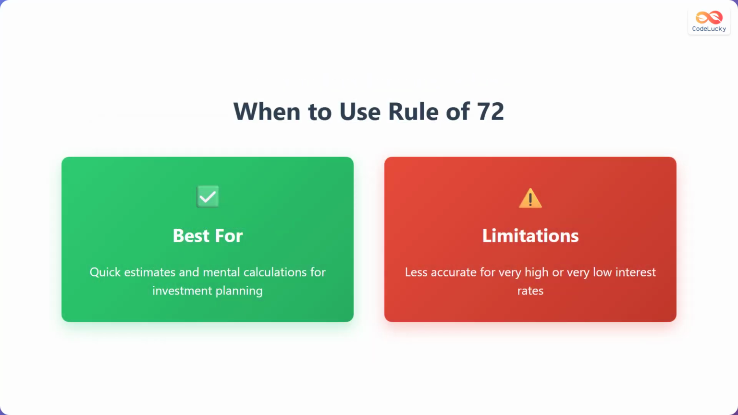The Rule of 72 is perfect for quick estimates and mental calculations during investment planning. It's incredibly useful when comparing different investment options or explaining compound interest to others. However, keep in mind its limitations. The rule is less accurate for very high interest rates above 15% or very low rates below 3%. For precise calculations, especially with unusual rates, consider using exact compound interest formulas instead.